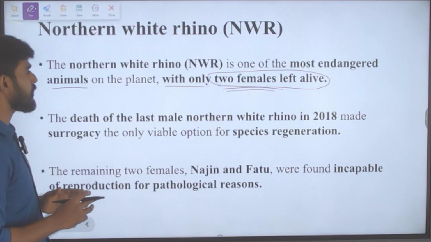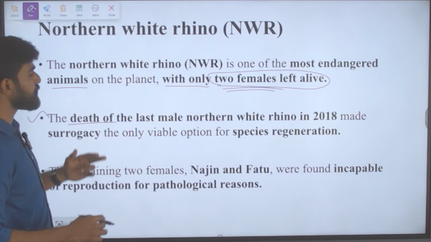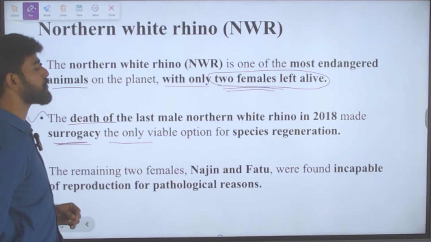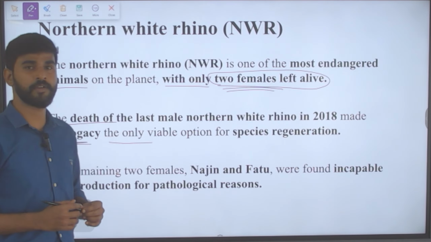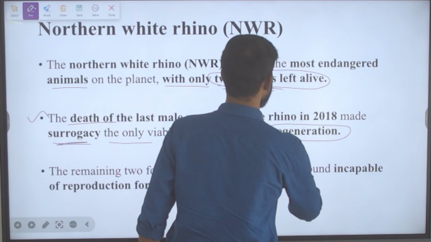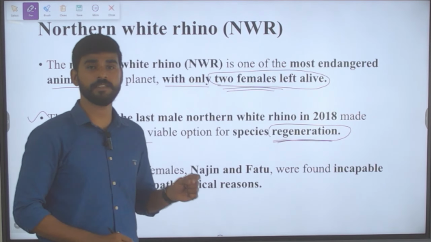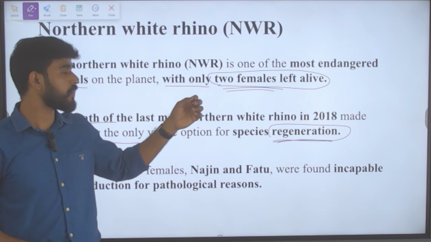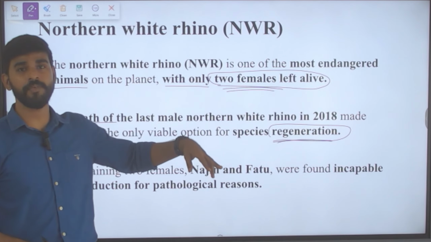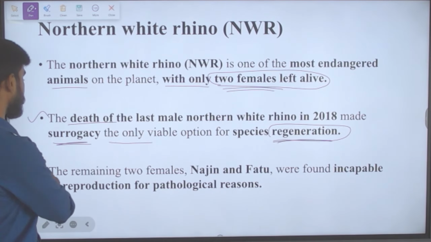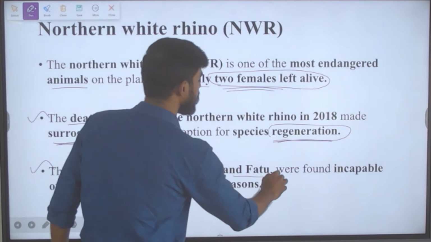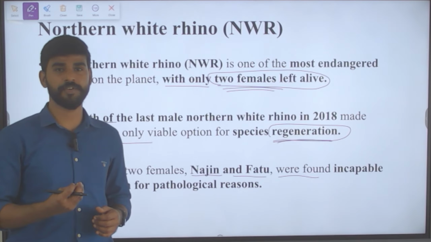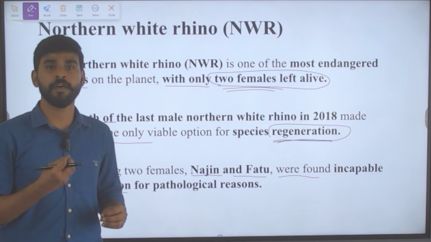Okay, so thus they are most endangered. And the death of the last male northern white rhino in the year 2018 made surrogacy the only viable option for species regeneration. Okay, so for this species to be regenerated, surrogacy is the only option left. That is because the last male has expired and we have only 2 females, and there is a problem with these 2 females also. What is that? That the remaining 2 females, Najin and Fatu, are found incapable of reproduction for pathological reasons. So due to certain pathological reasons, they are unfit for reproduction.